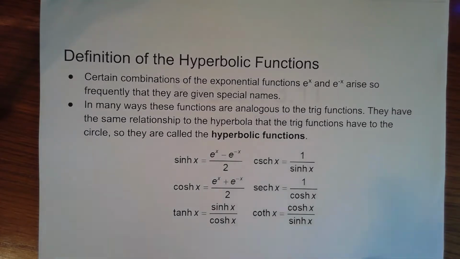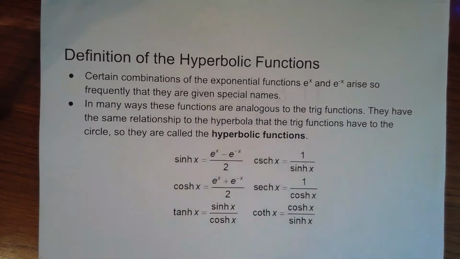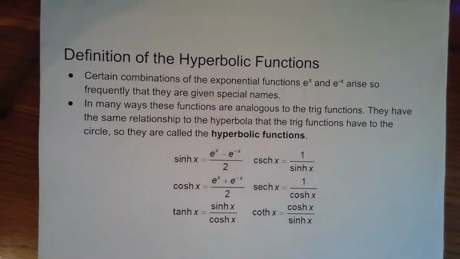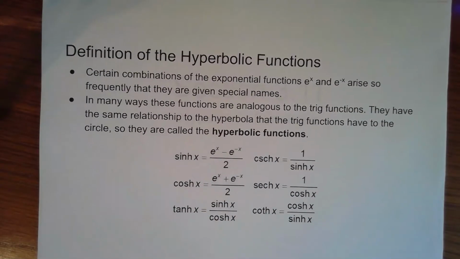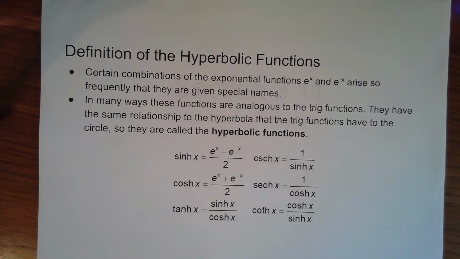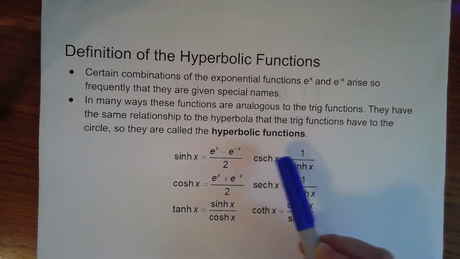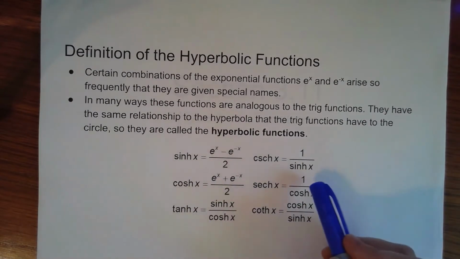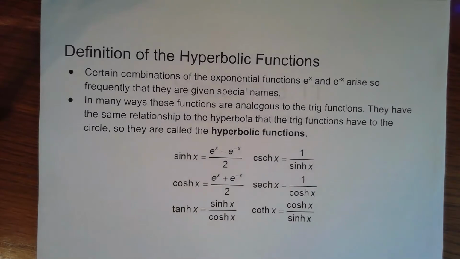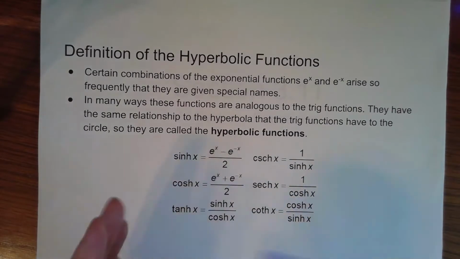So notice they're analogous to the trig functions. The hyperbolic sine over hyperbolic cosine will be the hyperbolic tangent, and then the reciprocal of that will be the hyperbolic cotangent. The reciprocal of hyperbolic sine is hyperbolic cosecant. The reciprocal of hyperbolic cosine is hyperbolic secant. So they're very similar to the trig functions that we know.